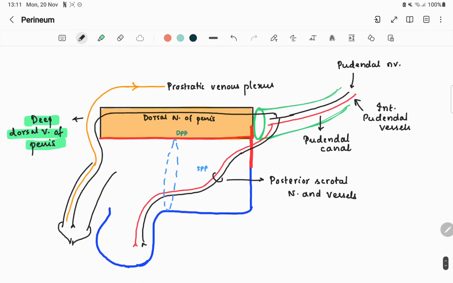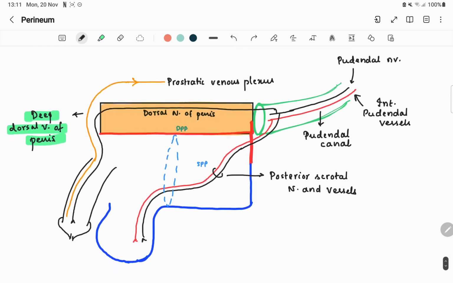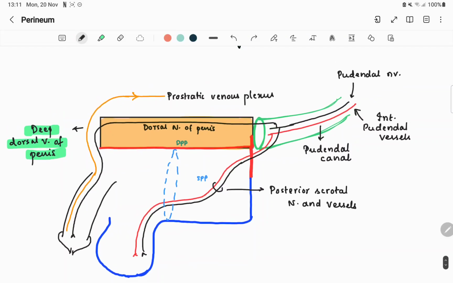Okay, so we have the prostatic venous plexus, which is draining the blood from the penis. Okay, that is the prostatic venous plexus. And this vein is called the deep dorsal vein of the penis. Okay, deep dorsal vein of the penis. And we have some structures.